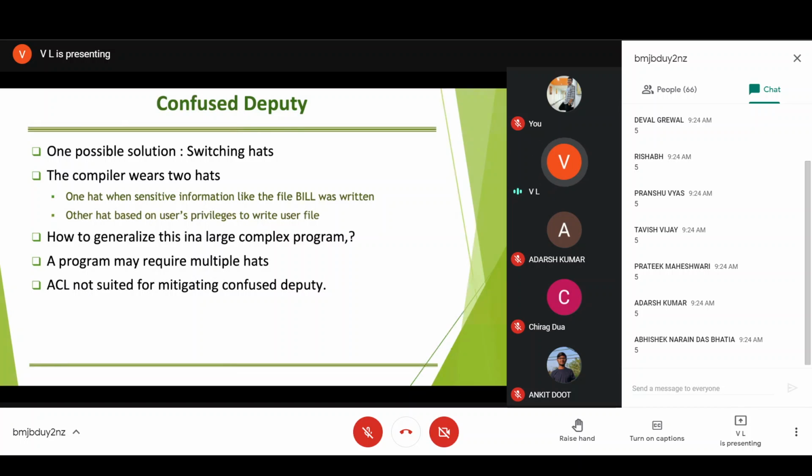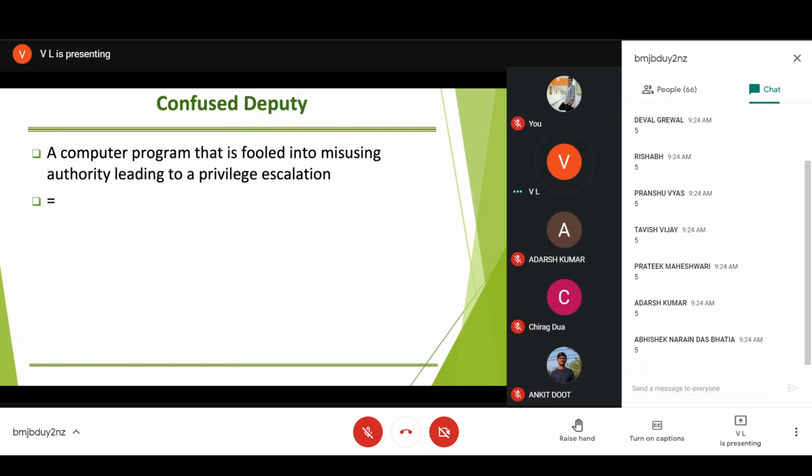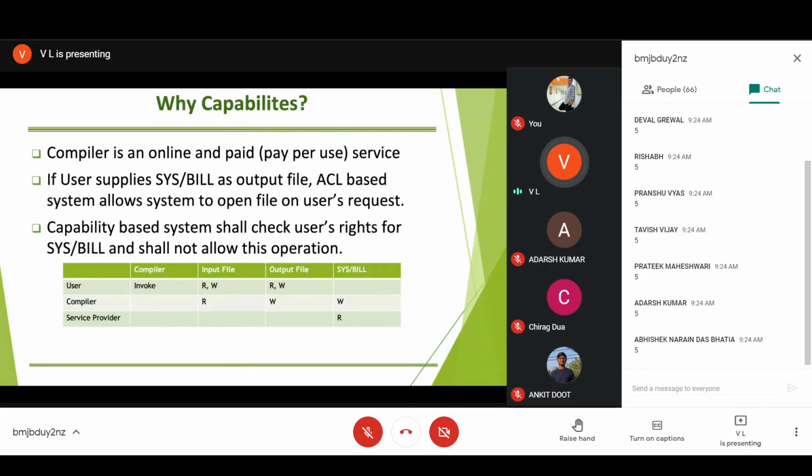A solution that emerged from this was that we should implement it as a capability. Initially, the capability of the compiler is that it cannot access the privileged area. Later on the capability would change and it can be allowed to access. So depending upon the hat, its capability could be changed. An easier solution to mitigate this confused deputy problem was to make use of capabilities. In fact, capabilities came into the picture because of the confused deputy problem itself.